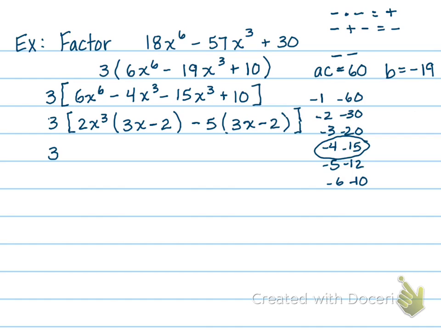So we have 3 times, oh, this is a 3x to the 3rd minus 2 times 2x to the 3rd minus 5. That is a lot of 2's and a lot of 3's.